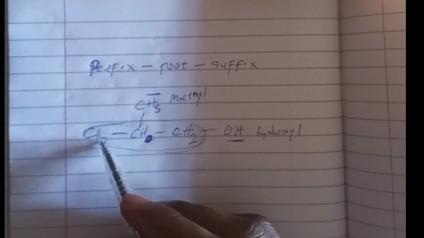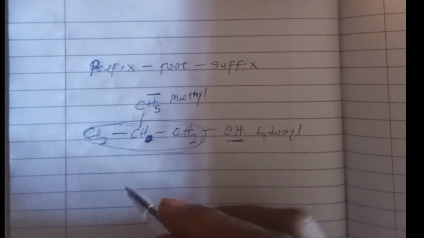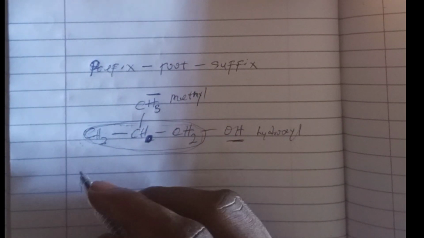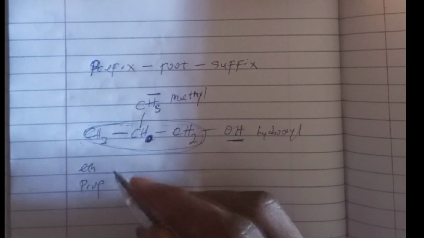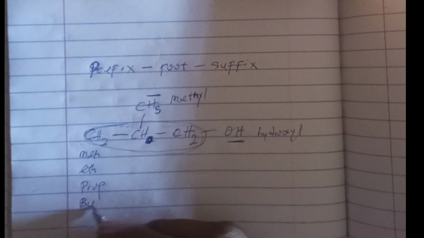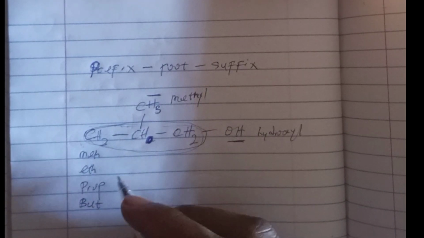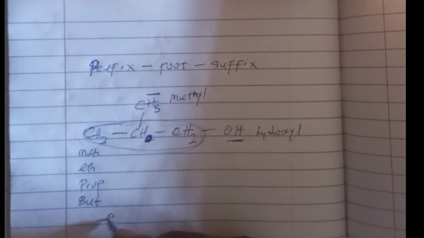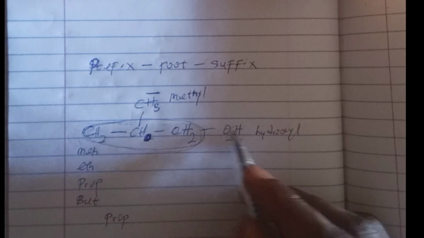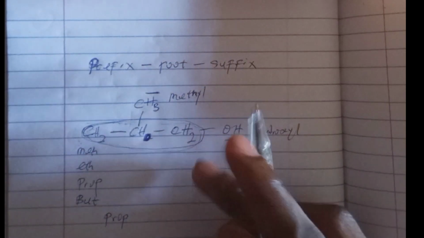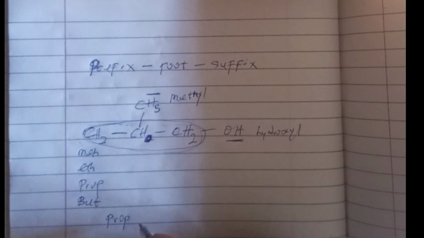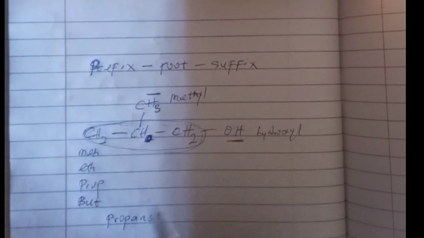Since it is a three carbon atom chain, it's going to be prop. If it was two, it would be eth. If it's one carbon atom, it's going to be meth. Four is going to be but. In this case, it's three, so it's going to be prop. The suffix directly attached to the longest chain is the hydroxy, which has the suffix anol. So it's now propanol.